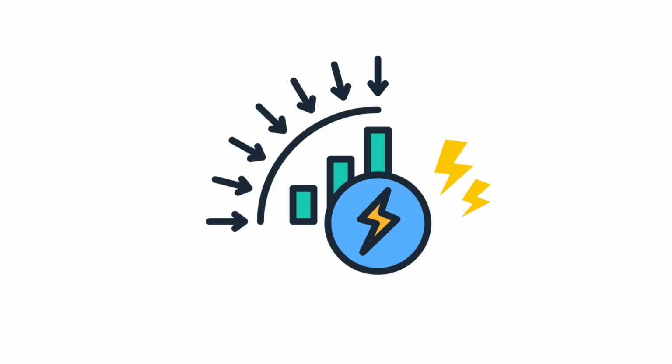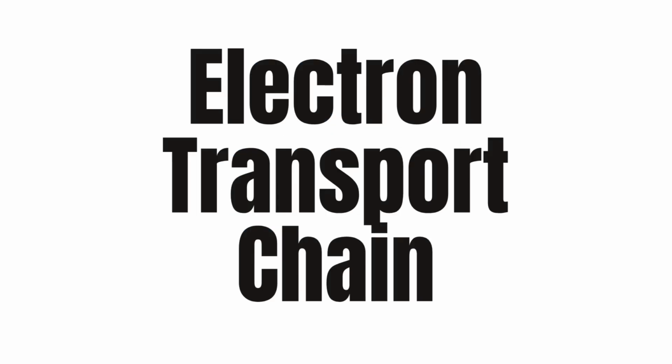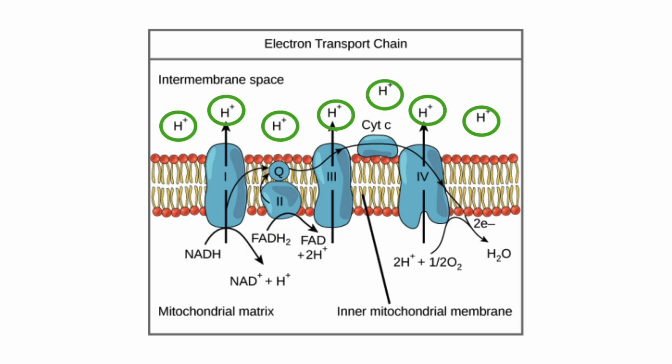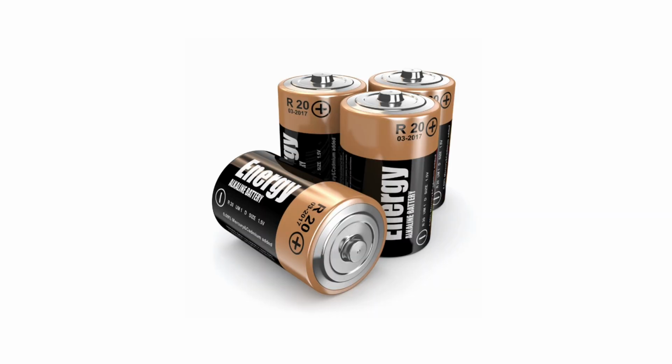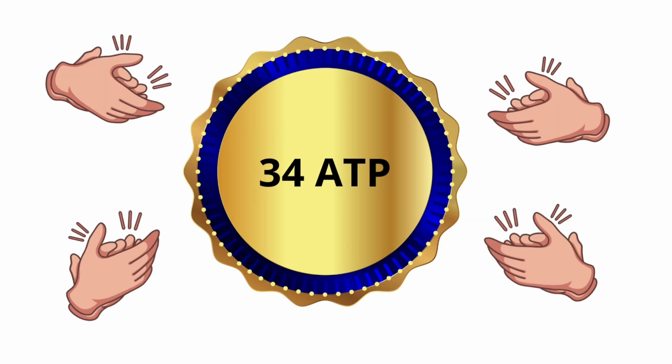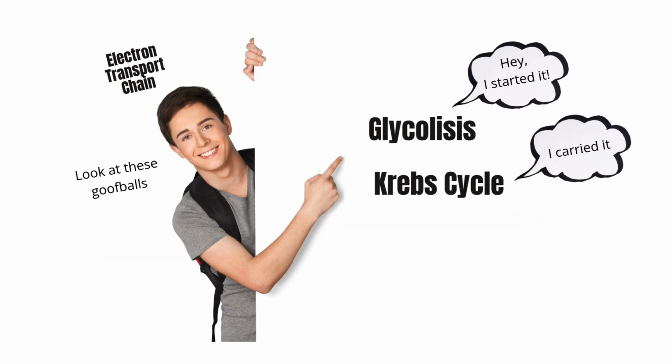Last but not the least, we have the electron transport chain. Now for the big energy payoff. The electron transport chain, or ETC, happens along the inner membrane of the mitochondria. All the NADH and FADH2 molecules made earlier donate their high-energy electrons to a chain of proteins. As electrons move down the chain, they pump protons across the membrane, creating a gradient, sort of like charging a battery. The gradient powers an enzyme called ATP synthase, which produces about 34 ATP molecules, a big increase from our 2 ATP molecules earlier from glycolysis.